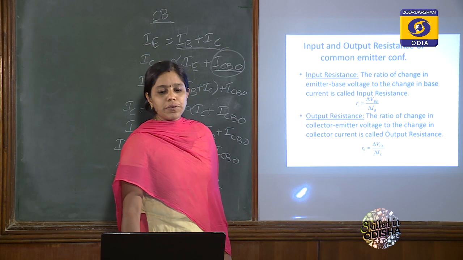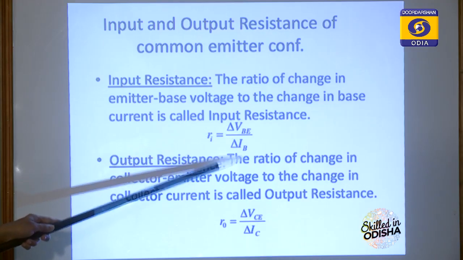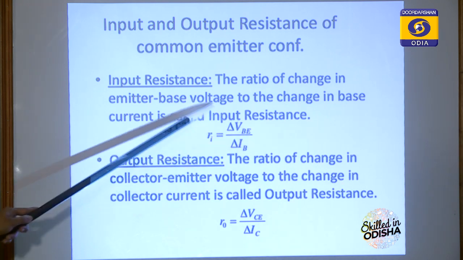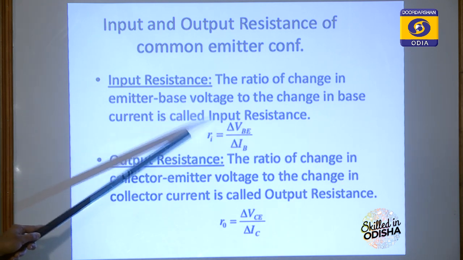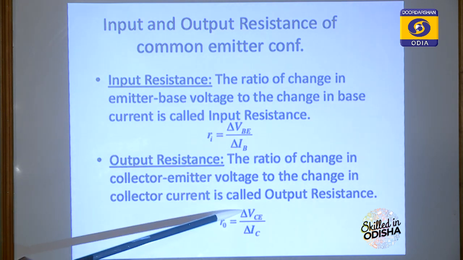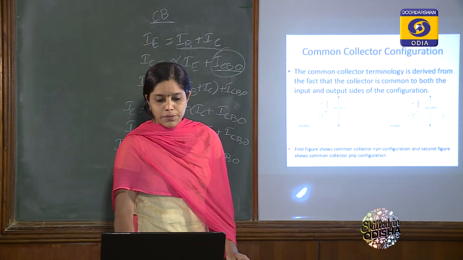The next is the input-output resistance. Here also input resistance is the input voltage divided by input current, that is delta VBE divided by delta IB, and here also input resistance is low because of forward bias connections. And this is the output resistance. Output resistance is equal to delta VCE by delta IC. Output resistance is large because of the reverse bias.